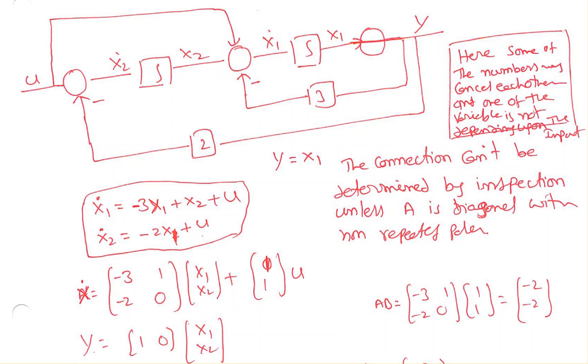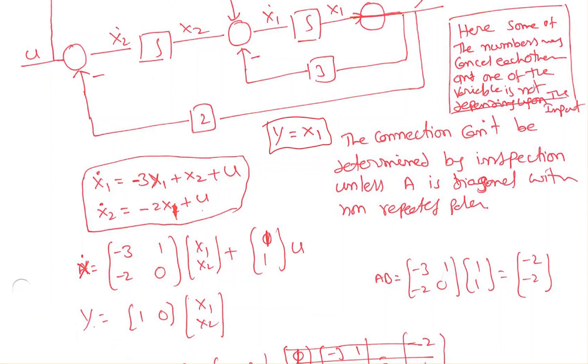So the connection cannot be determined by inspection unless A is diagonal with non-repeated poles. We'll talk about it when we go to the Jordan form. But here it is. I end up with x1 dot equal to minus 3x1 plus x2 plus u, x2 dot equal to minus 2x1 plus u, y equal to x1. That's my output. There is no D in this case.